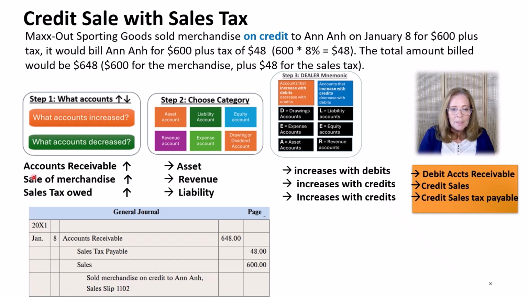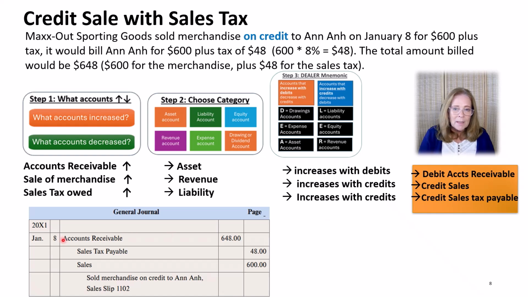Next, the merchandise sales increased, and those sales are considered revenue, and revenue increases with credits. That means we need to credit sales. Last, sales tax owed increased because MaxOut must pay the sales tax to the agency. Sales tax owed is a liability, and liabilities increase with credit. So we need to credit the account sales tax payable.